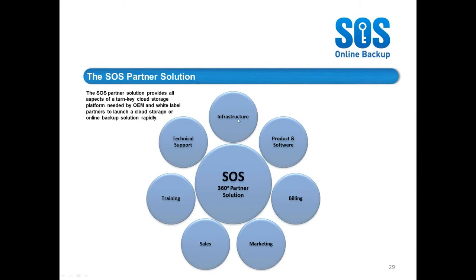Okay, so we've talked about some of these elements, but I just want to touch on them a little more. This is the 360-degree partner solution. And these are all the elements of what you get when you become an SOS partner. So obviously you get access to our 11 data centers around the world, get access to all of our product and software fully white labeled and reskinned, rebranded to your business, get access to our billing solutions, whether that's using our e-commerce gateways or integrating with our APIs and using your own existing solutions. Remember, you always own the customer, so we work with you and you work with your customer.